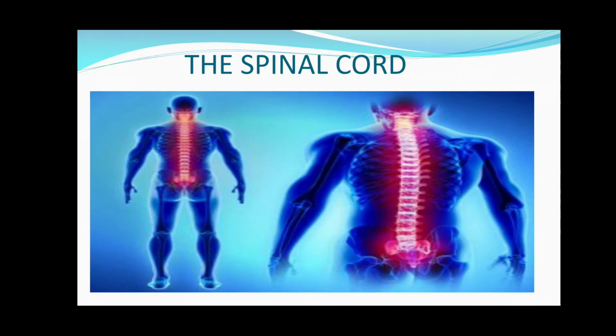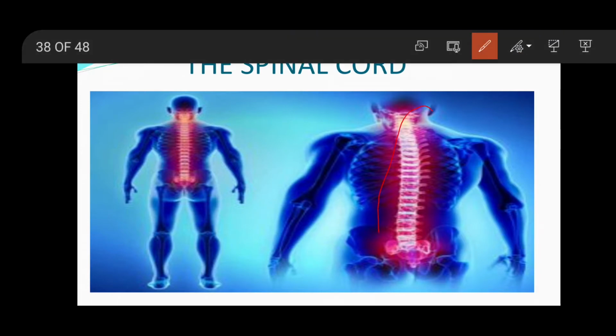Next is the spinal cord. Dear students, our spinal cord is a cylindrical structure, as you can see here. This tube-like structure, which is attached to the brain, runs inside the vertebral column. The spinal cord is about 50 centimeters long, and it carries messages from the brain to all parts of the body and from the body parts back to the brain.